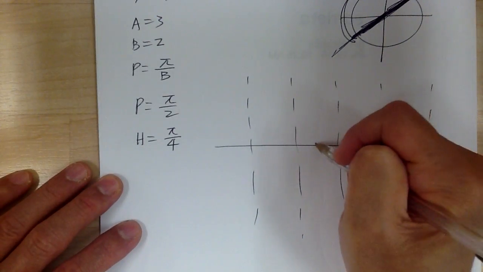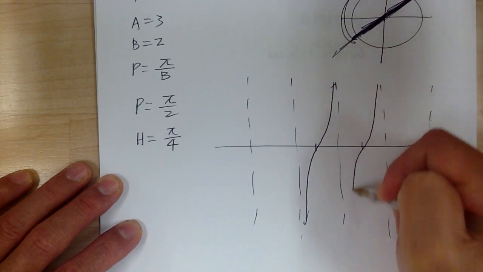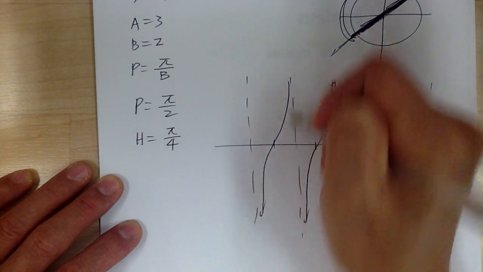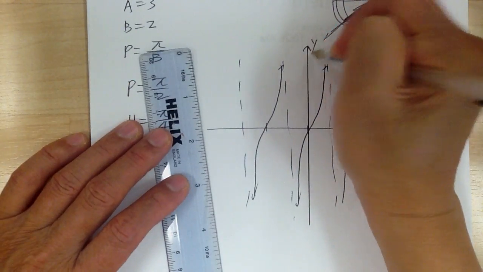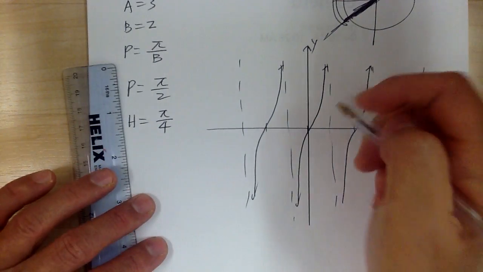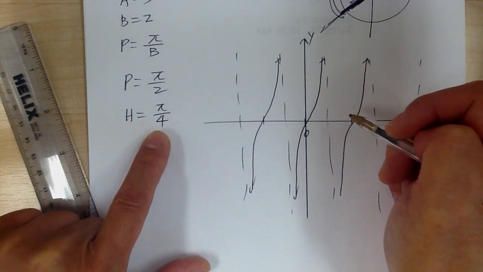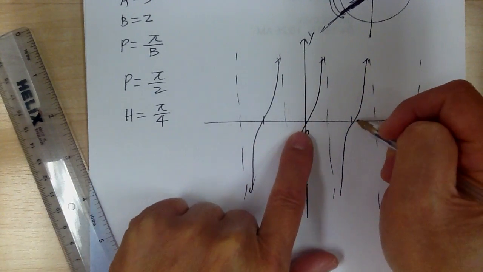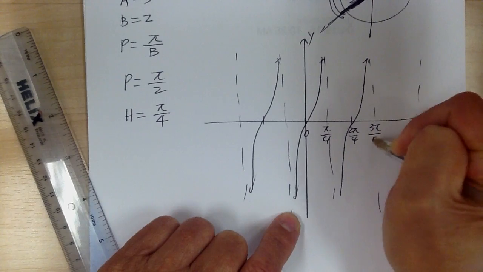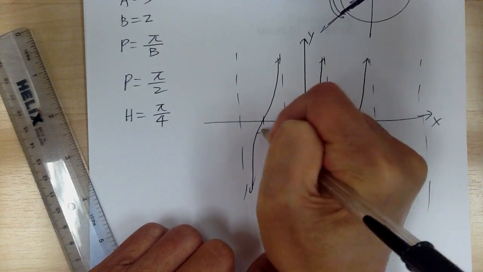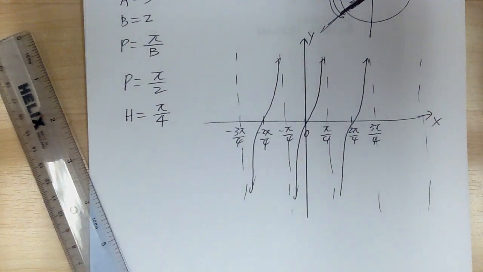Okay, so it's tangent, so it's going to go this way. The axis goes through here, so that's my y-axis, and this is the x-axis. So this would be 0, and each section is pi over 4. So this would be pi over 4, 2 pi over 4, 3 pi over 4, and this would be negative pi over 4, negative 2 pi over 4, negative 3 pi over 4. Each of these divisions would be that.